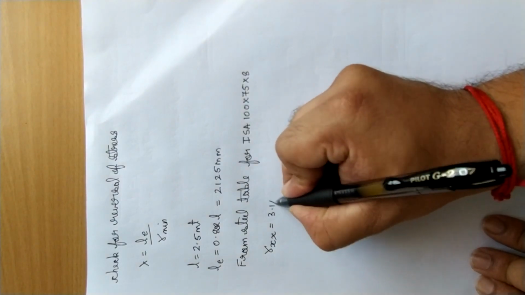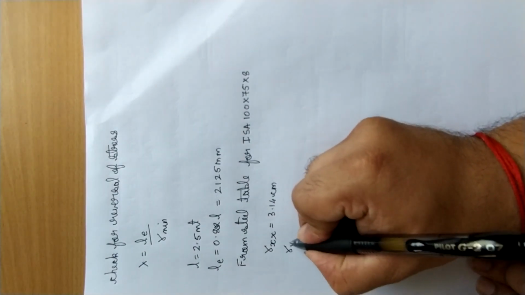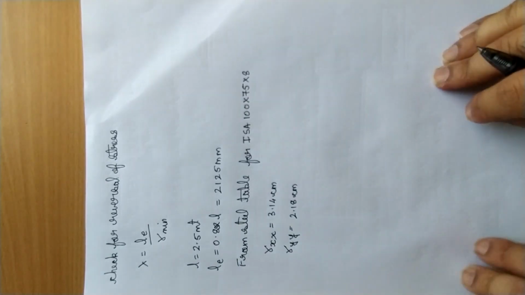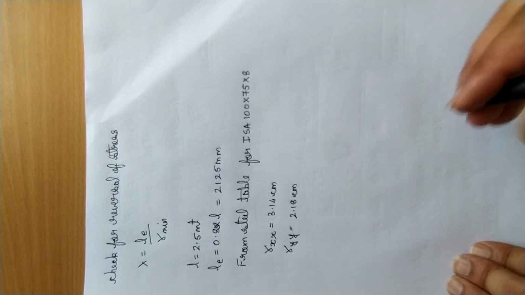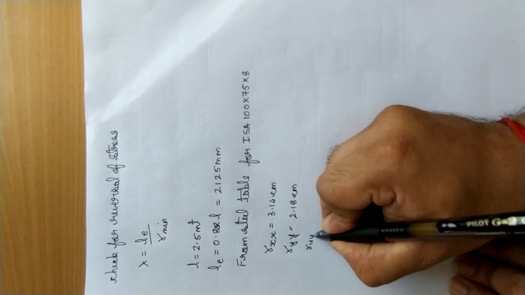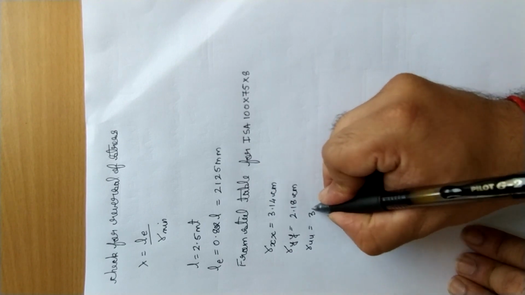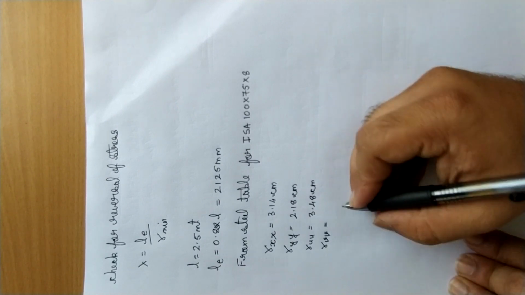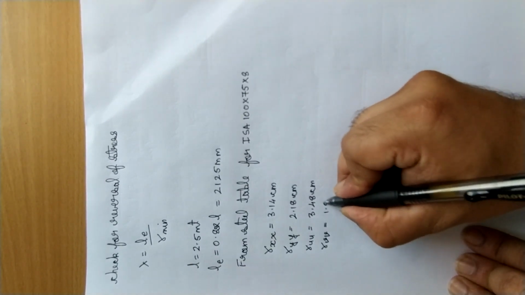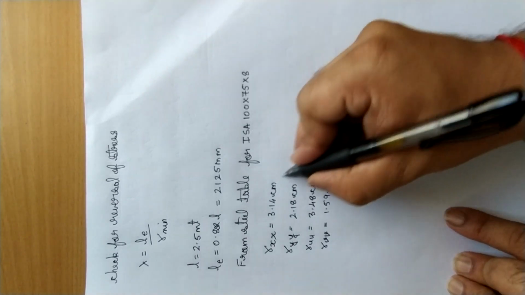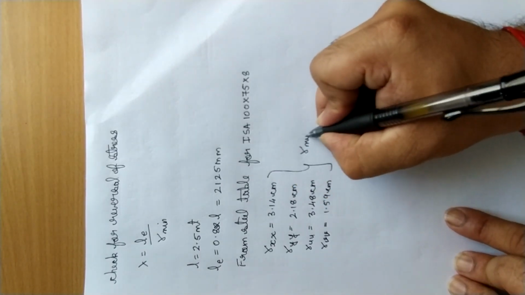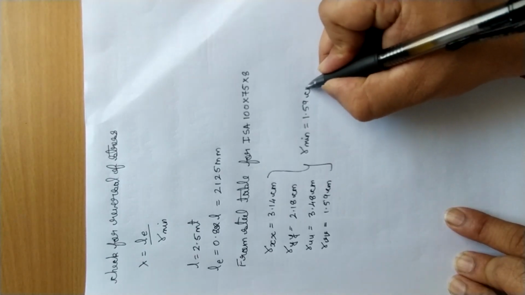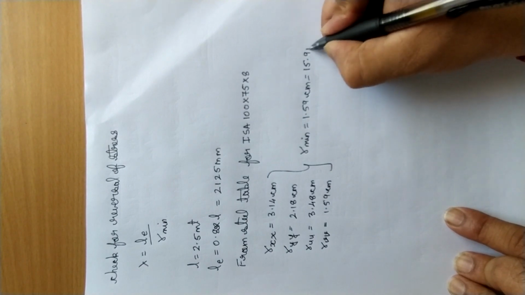3.14 centimeter, RYY 2.18 centimeter. So next RUU 3.48 centimeter, and RVV is 1.59 centimeter. So what is minimum out of it? So least you can see out of 4 values is this. So R minimum is 1.59 centimeter. So we will substitute in mm. So it is 15.9 mm.